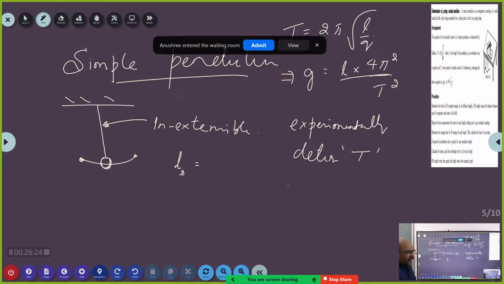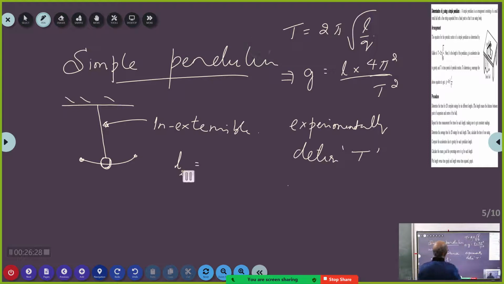And then what did you do? So here in this formula, L is equal to Ls. Ls is the length of the string. That is what you did. Yes, sir. Anybody else who did something else other than this?